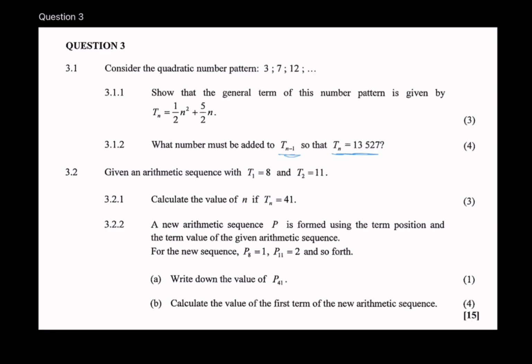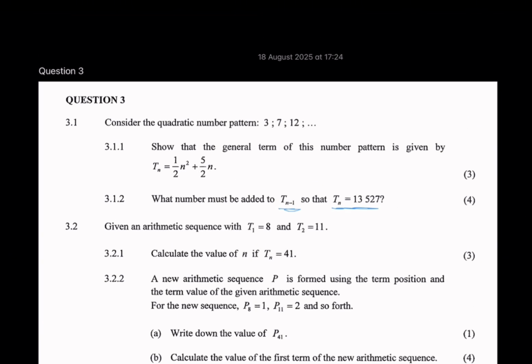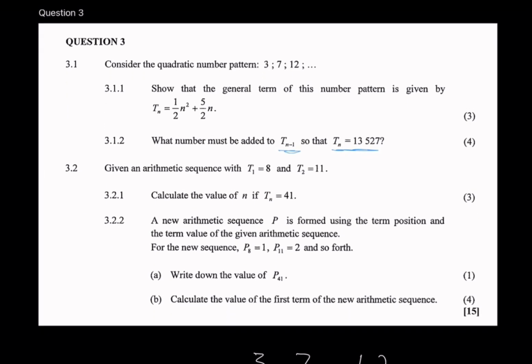So, the question says, consider the quadratic number pattern: 3, 7, and 12. They're asking, show that the general term of this number pattern is given by Tn equals 1 over 2 n squared plus 5 over 2 n.